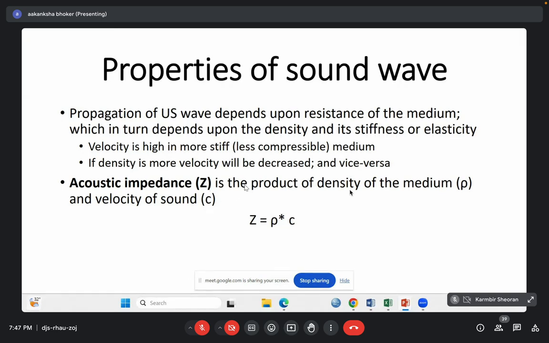तो this acoustic impedance is affected by two factors. One is density, कि वो कितना dense है, और दूसरा उसके अंदर speed कितनी है. तो सपोज करो, if we are talking about bone की बात करी, bone is a very stiff structure, it is having more density. So because of the density, the speed will be less, but it is also stiff. Bone को हम compress नहीं कर सकते, because of which the velocity is high.